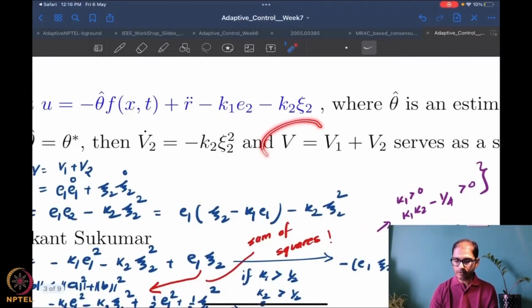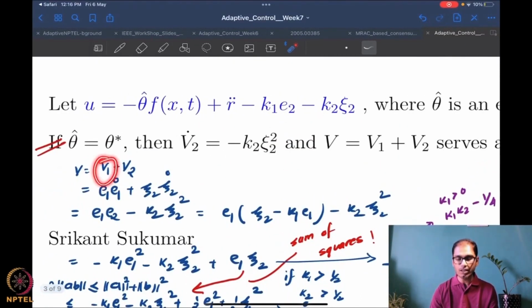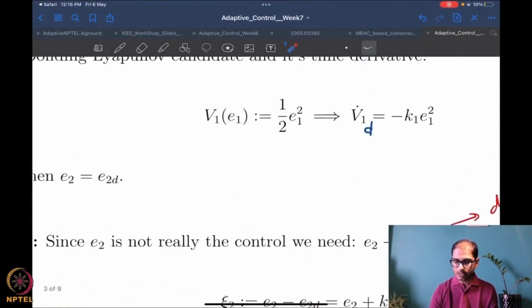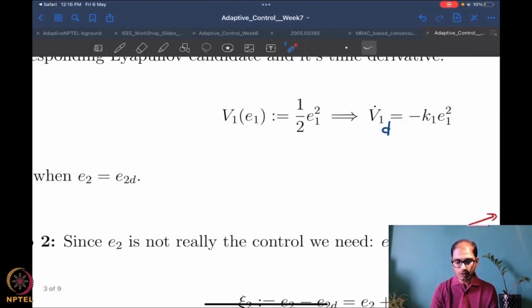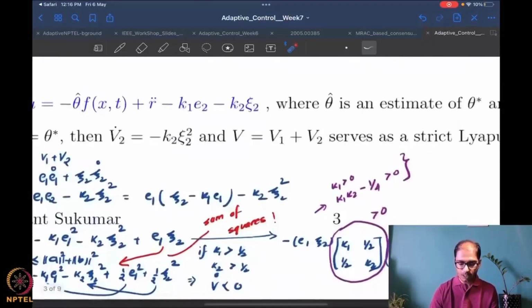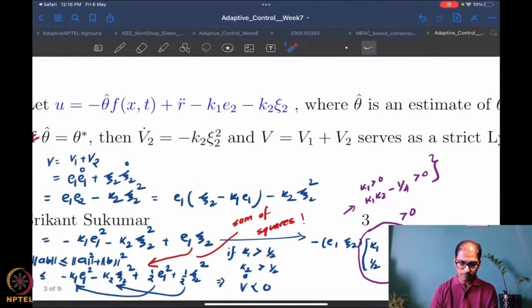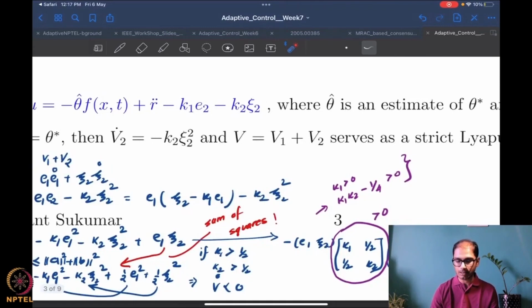The point is when you take V equal to V1 plus V2 and you compute V1 dot, earlier we had actually computed only V1 desired dot because we assumed E2 is exactly equal to E2 desired. But if you don't, then you start to get an additional mixed term E1, E2, and then you write this mixed term in terms of psi 2, you get something like this, and then you get two nice negative definite terms and a mixed term which you use sum of squares to dominate. Okay, so this is really the idea behind backstepping. This is the backstepping method for the known case.